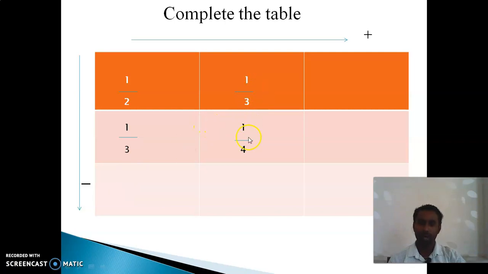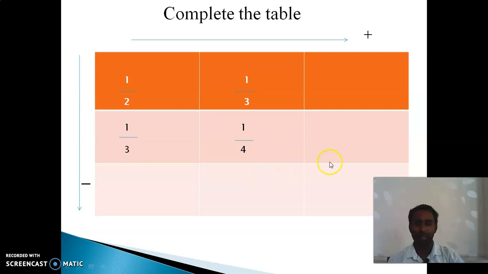And next here 1 by 3 minus 1 by 4. 1 by 3 minus 1 by 4 you have to subtract. So 1 into 4, 3 into 1, 4 minus 3, 1. And 3 into 4, 12. So 1 by 12. Now here also an answer you found, right?